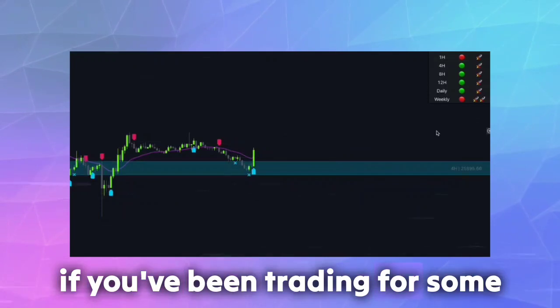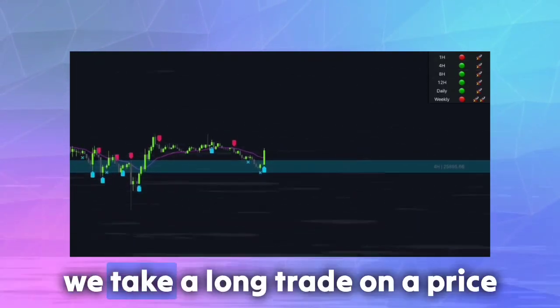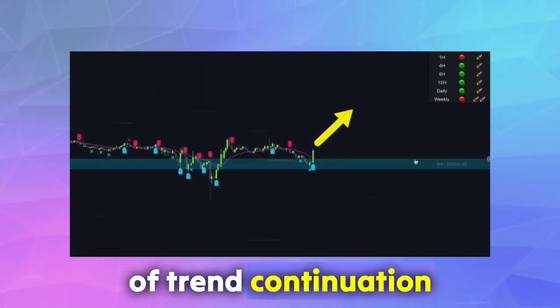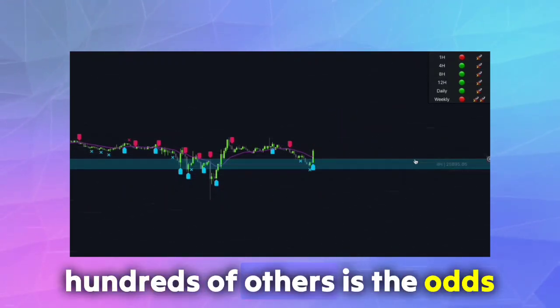If you've been trading for some time, you know what we're doing with this strategy. It is quite obvious. We take a long trade on a price correction with the expectation of trend continuation. The difference between this continuation trend strategy and hundreds of others is the odds.